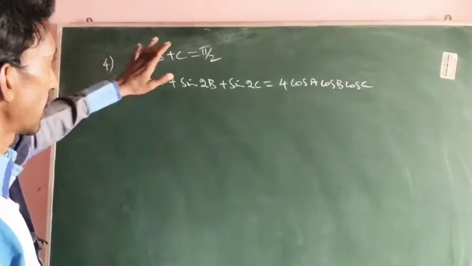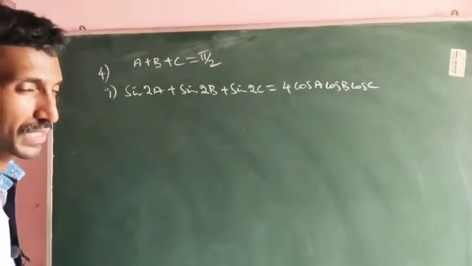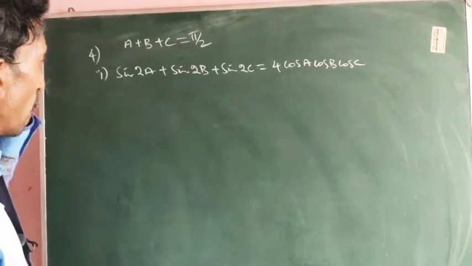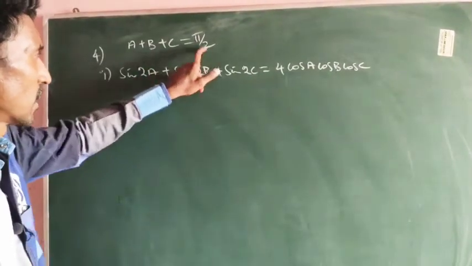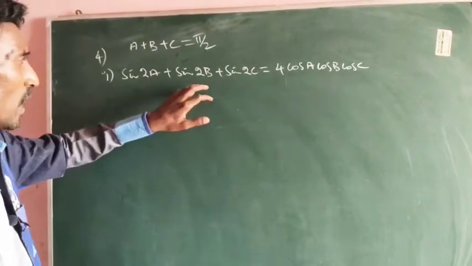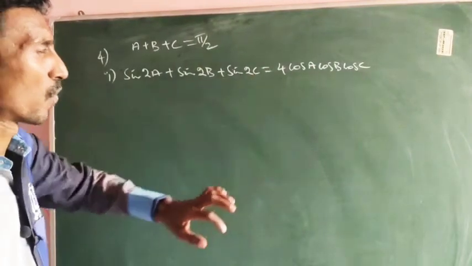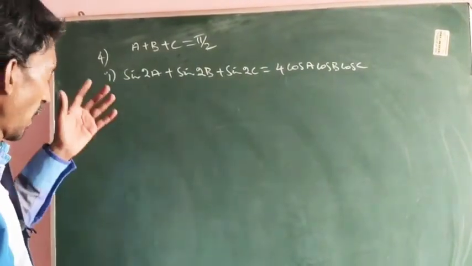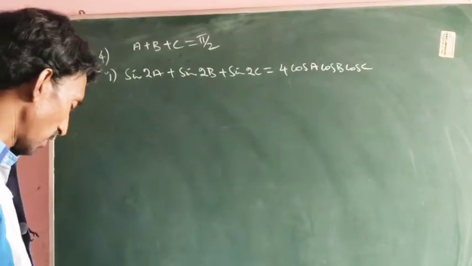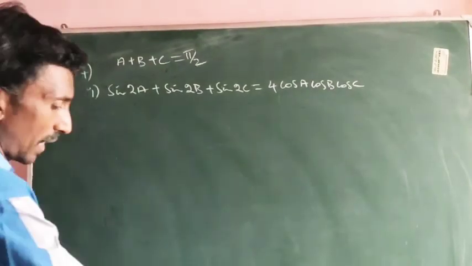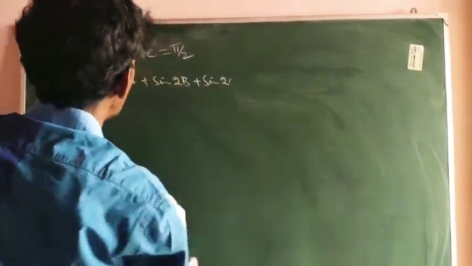Number 4 in the exercise 3.7, there are two subdivisions. So let me solve the first one. If A plus B plus C equal to 90 degree, then sin 2A plus sin 2B plus sin 2C equal to 4 cos A cos B cos C. It is similar to the problems in the first sum. Okay. So again take the LHS.